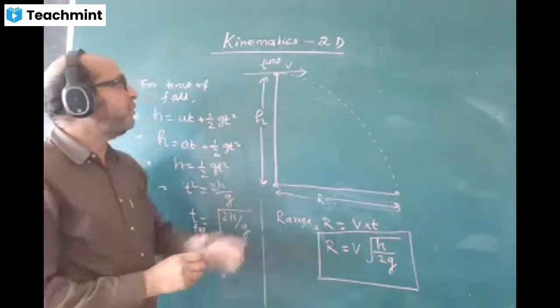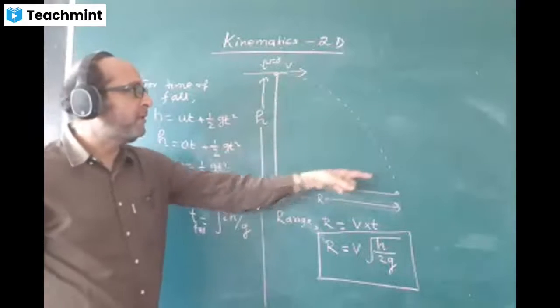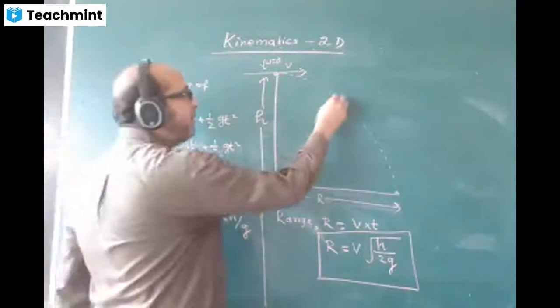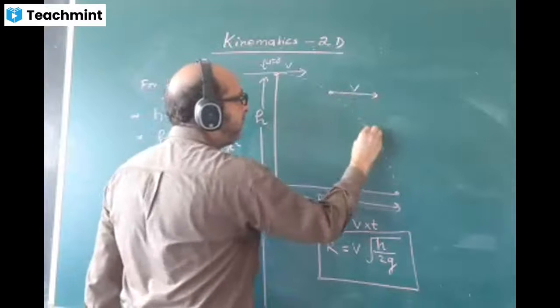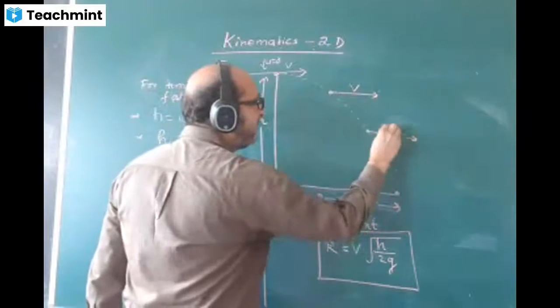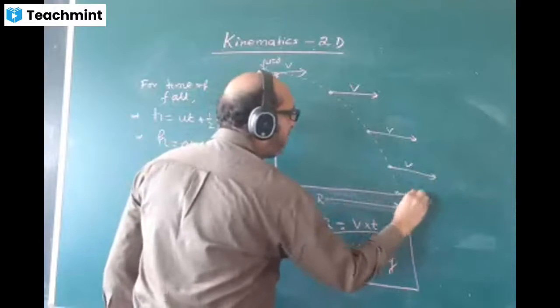And this horizontal velocity is always a constant velocity. At all the points, the velocity will remain the same. That means, suppose at this point, what is the velocity? It will be the same. The horizontal velocity never changes. It will remain v only. Here also it will be v, and here also it will be v, horizontal.